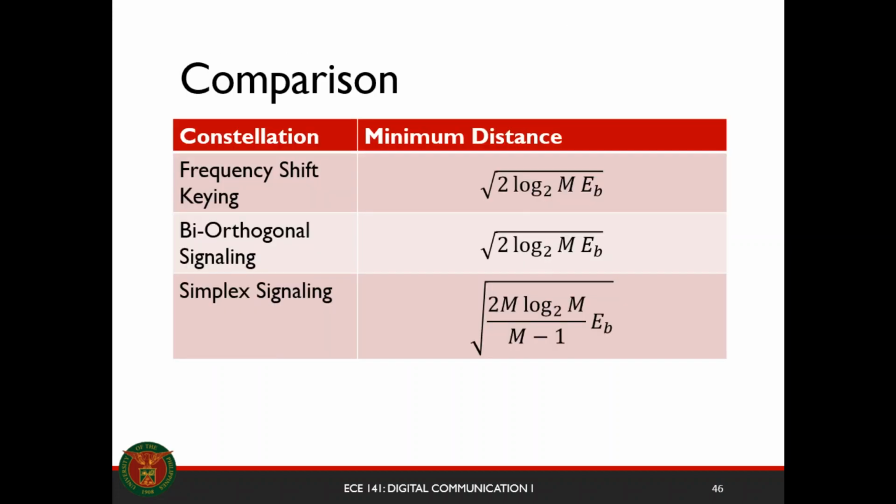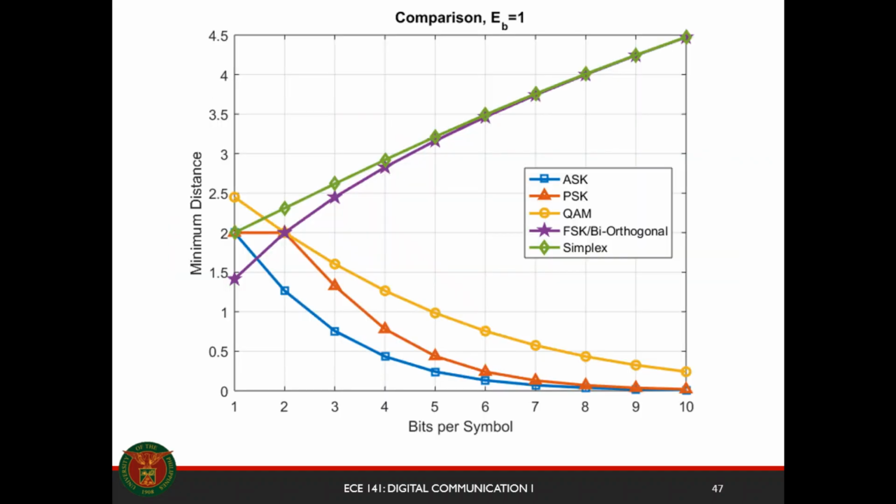All right, so just for comparison, your FSK by orthogonal signaling and your simplex signaling, these are the minimum distances as a function of energy per bit. And comparing them to what we have earlier, would you look at that? If our ASK, PSK, and QAM decrease with the number of bits per symbol, our FSK or bi-orthogonal signaling and the simplex signal actually increase in minimum distance.